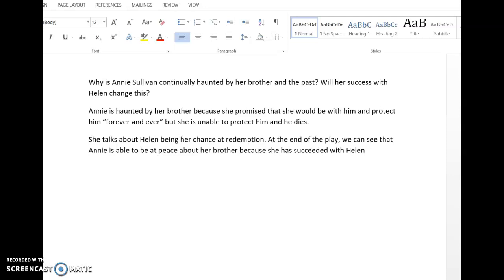So at the end of the play, we can see that she's able to finally sort of be at peace about Jimmy. She's succeeded with Helen. She's managed to become a teacher. That's the word that Helen uses for her, is teacher. I'll probably ask you about that as well as what word she uses for Annie. I asked you about that for Act 3. So there you go. That's going to be pretty much what I cover for the Miracle Worker test.